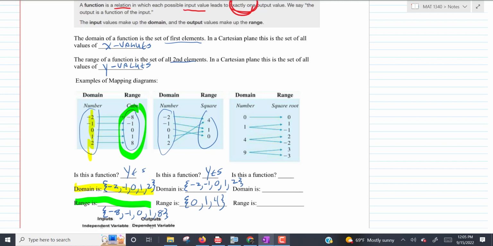Okay, what do you all think about this example? Do you think that's a function, yes or no? That's a no. How come?